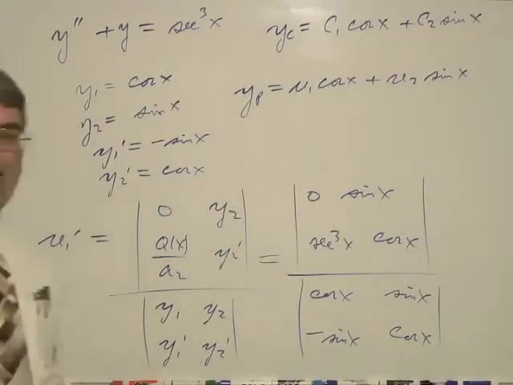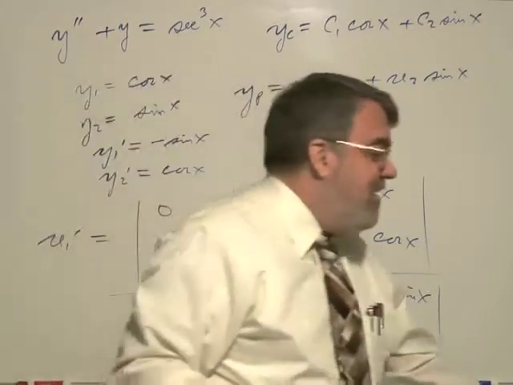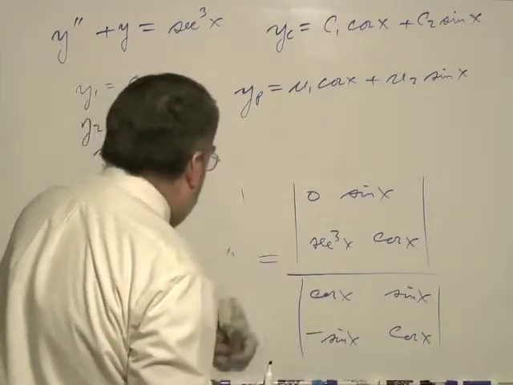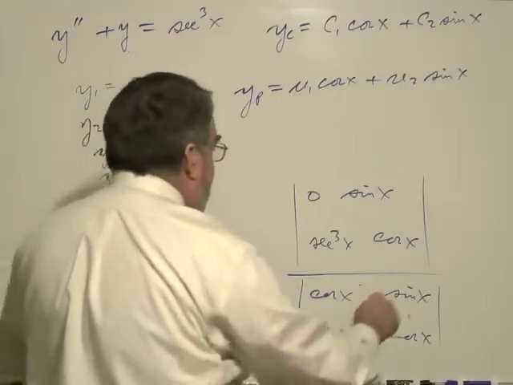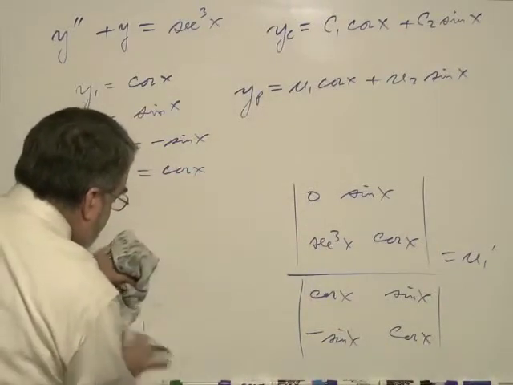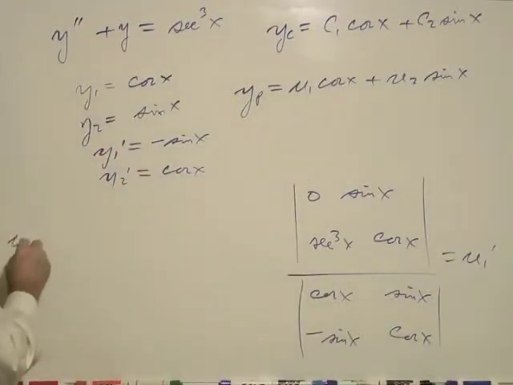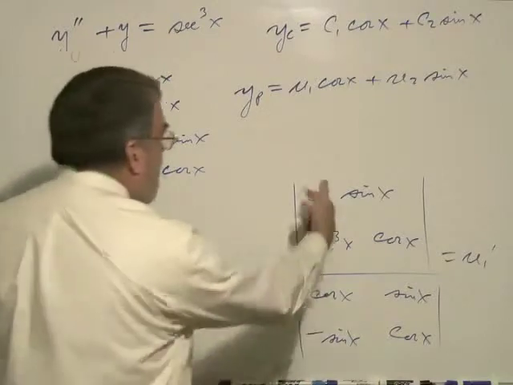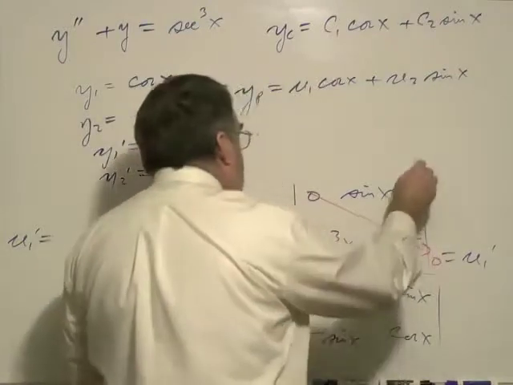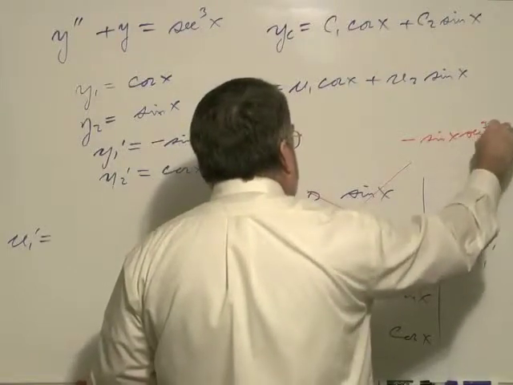Well, as usual, I'm low on board space, and I'm going to have to erase this part, I guess, because we will need this again. And so let's see. This is equal to u1 prime, the derivative of the u1 function. Now then, let's work these determinants. So u1 prime will be 0 here, and then this is minus sine x secant cubed x.